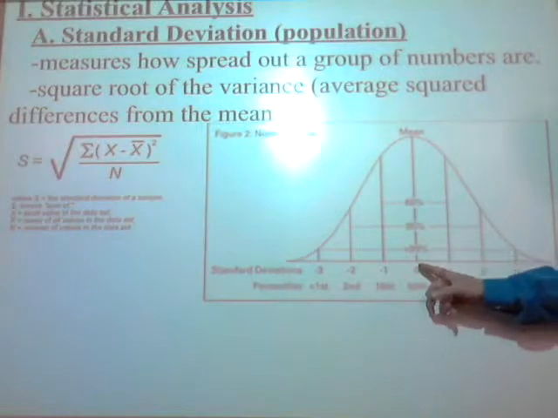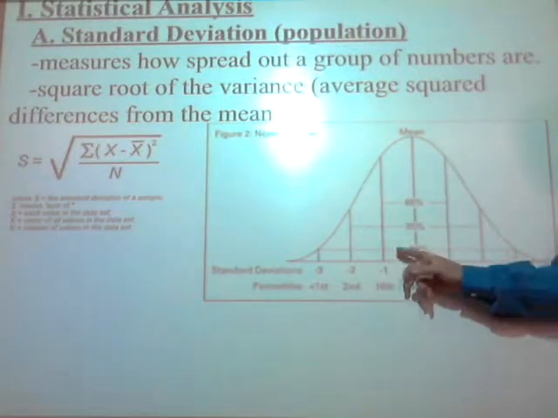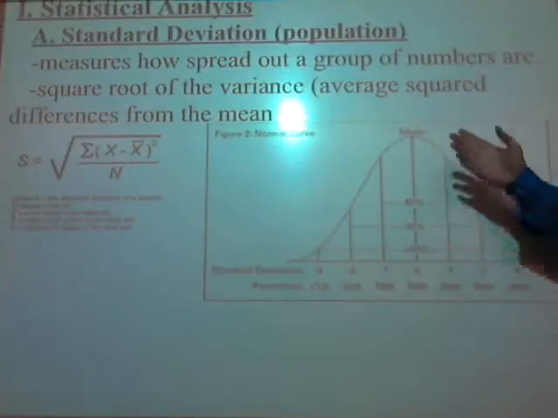If you look on here, this is one standard deviation on this curve, one standard deviation above or below the mean. Notice it's called a normal curve.